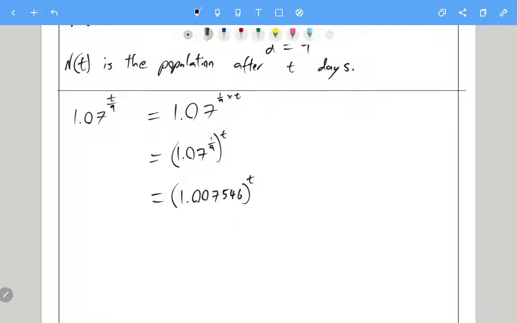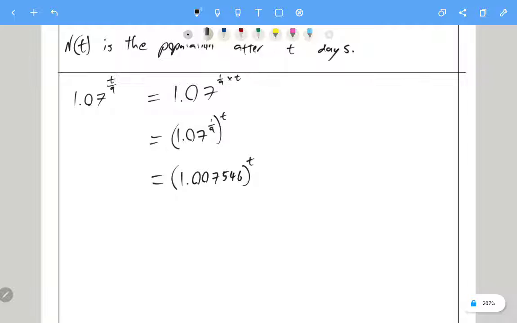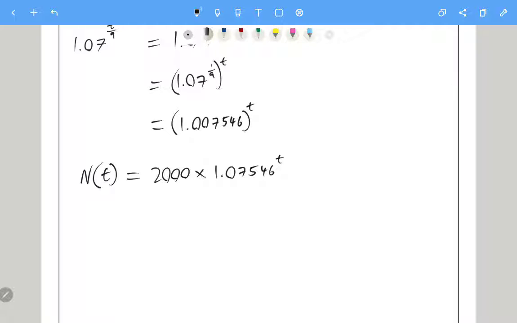Alrighty. So, in this case, our alternative function, if we wanted to do a daily function, could look like this. N of t is equal to 2,000 times 1.007546 to the power of t. Alrighty, so our growth model ends up being r is equal to 1.007546, and it wants us to write this percentage increase as a percentage. I'm missing a 0. There's 2 zeros here.